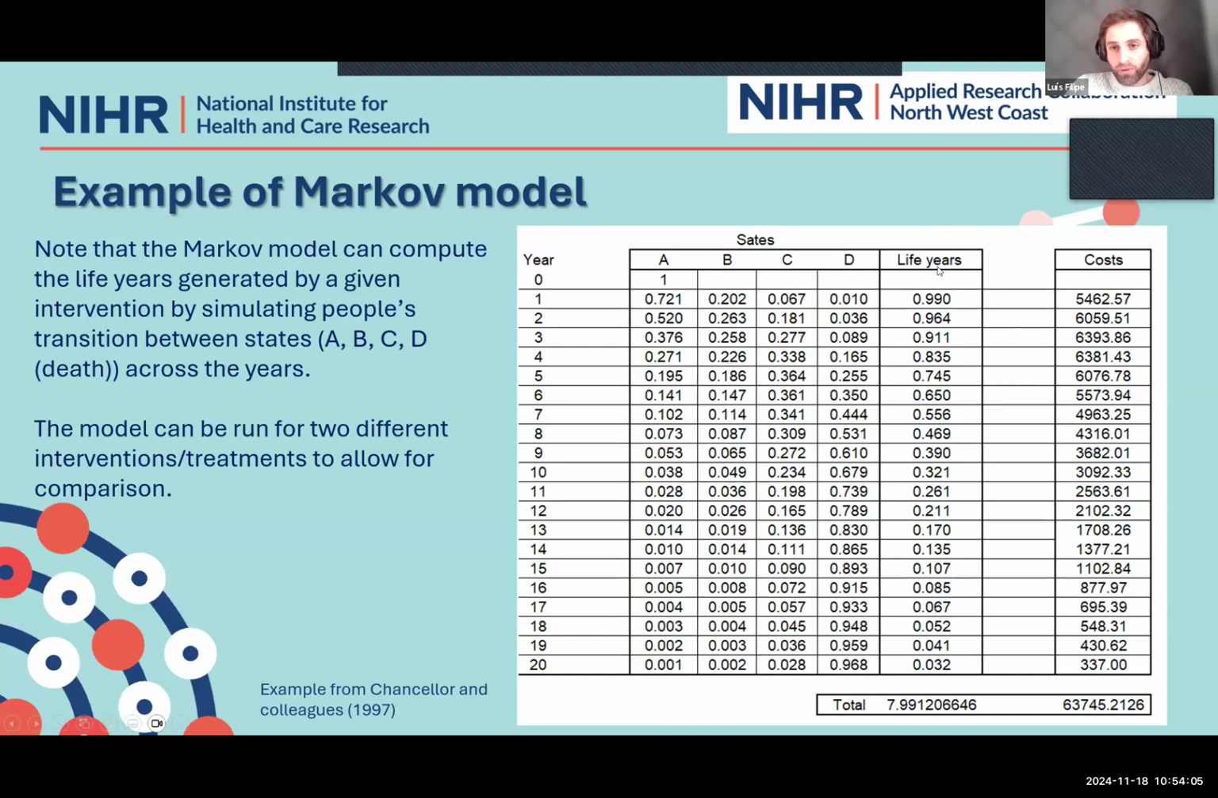Now, if you sum all of these, you basically get all the life years that you have throughout the 20 years, and then you get all the costs for each year. So like we did with the decision tree, for this treatment you have the amount of life years gained, and you have the amount of the costs. Now, if you repeated the Markov model for another treatment, you could also compute an ICER, where you have the life years for each of the treatments, you have the costs for each of the treatments, and then you can compute the ICER and have your outcome.